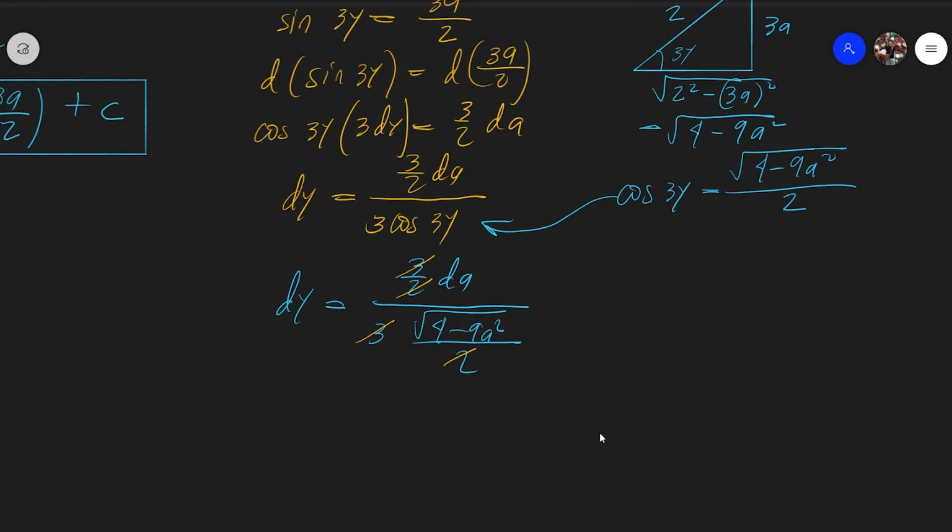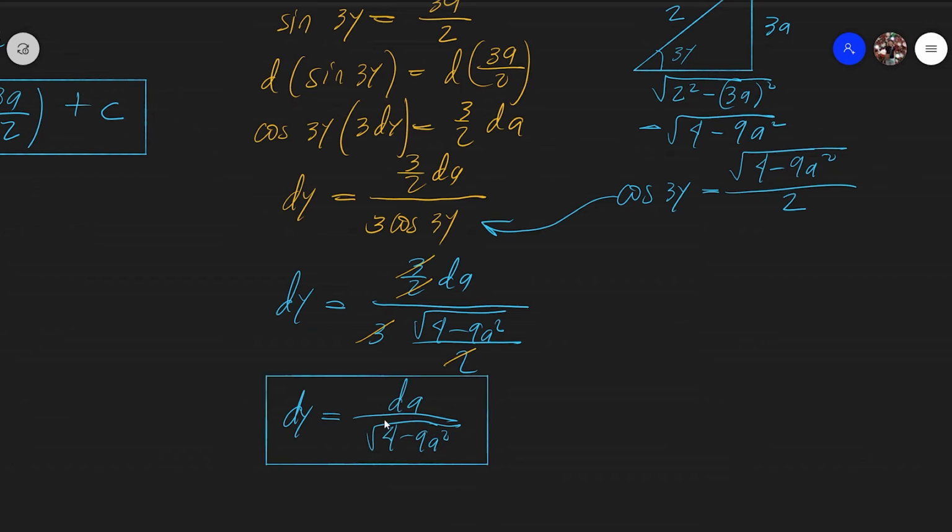So now you have the value for dy. Your dy therefore is equal to dA over the square root of 4 minus 9a squared. So this is your value for dy.